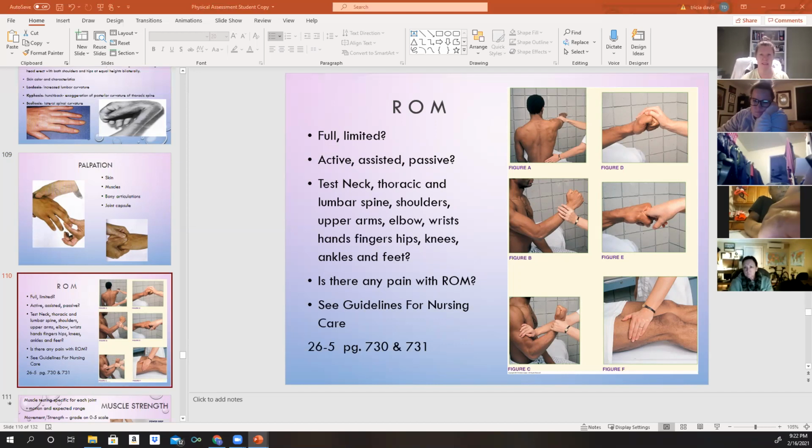So if it's assistive, obviously we're assisting them. If it's passive, we, the healthcare provider, are doing it completely ourselves. You want to test their neck, their thoracic and their lumbar spine, their shoulders. Just making sure they can bend all those joints, that they can flex and move. Make sure they're not having any pain with range of motion.